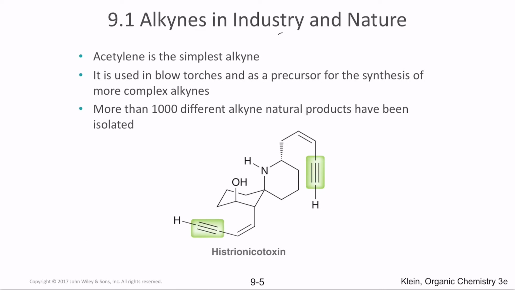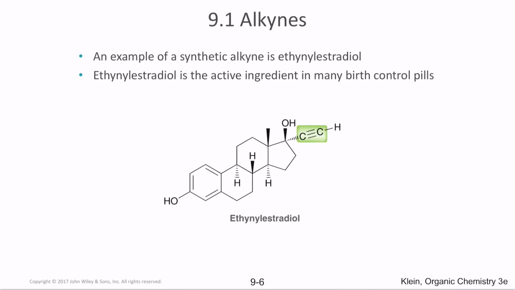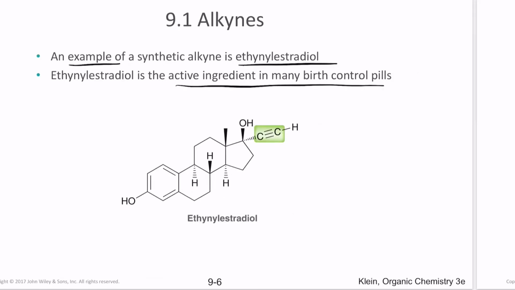So what are the common alkynes that you can find in industry and nature? Acetylene is the common one, the simplest of all alkynes, and it's commonly used in blowtorches and as a precursor for the synthesis of complex alkynes. More than 1,000 different alkyne natural products have been isolated. One of them is histrionicotoxin, which is a compound present in the cigarette. An example of a synthetic alkyne is ethinyl estradiol, which is the active ingredient in many birth control pills.